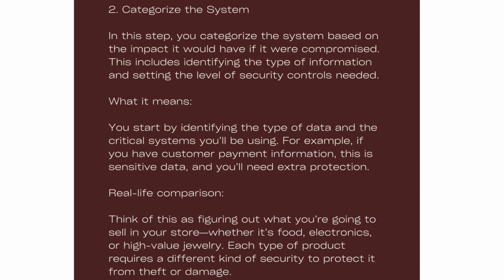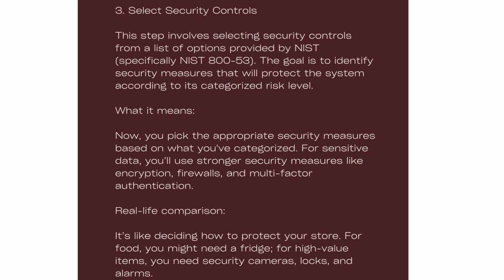And the third process is to select our security controls. These steps involve selecting security controls from a list of options provided by NIST 800-53. The goal is to identify security measures that will protect the system according to its categorized risk level. What it means? Now you will pick the appropriate security measures based on what you have categorized. For sensitive data, you will use stronger security measures like encryption, firewalls, and multi-factor authentication.